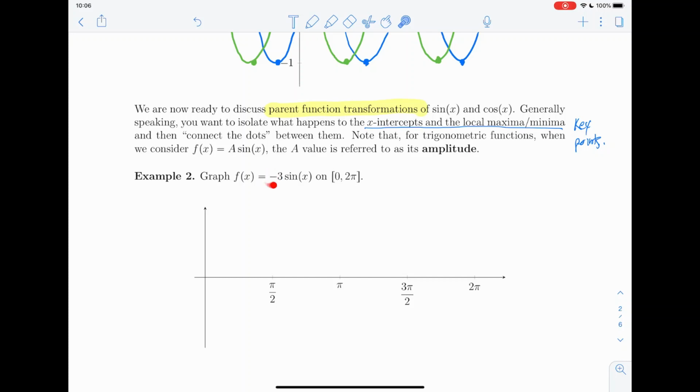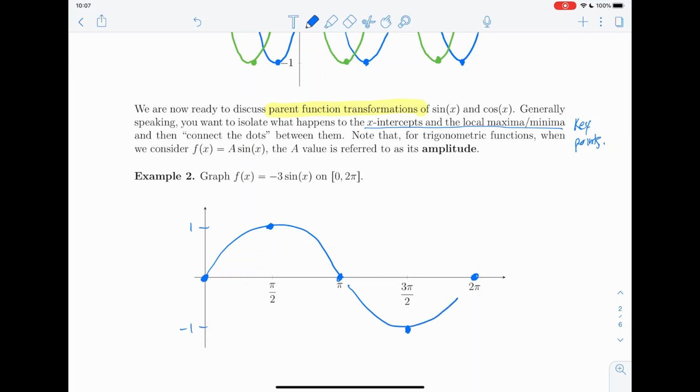Additionally, if there's a negative sitting out front, this is of course going to induce some sort of x-axis reflection. So if I wanted to graph -3 sine of x, there's a couple ways I could try to do this. One way I could do this is I could start by graphing my sine function. I could go up to 1, and then I could go down to -1, and then I'm going to start sine at 0 at 0, 0 at 2 pi, and then we're going to hit 0 halfway in between. I'm just graphing those same key points. And then I could connect the dots.